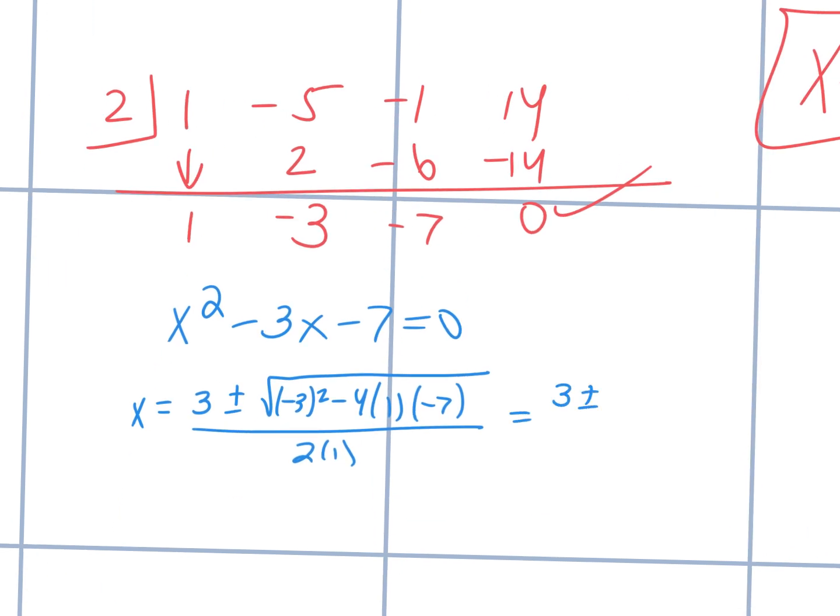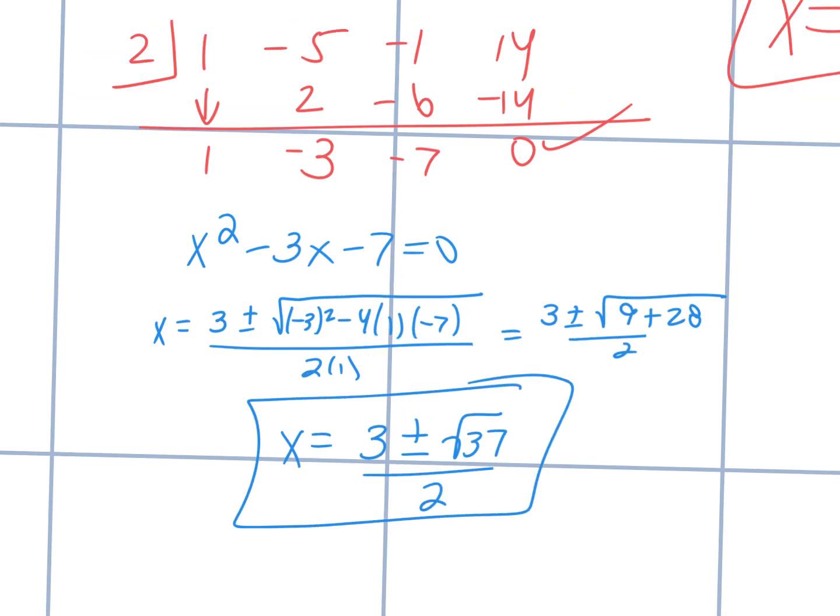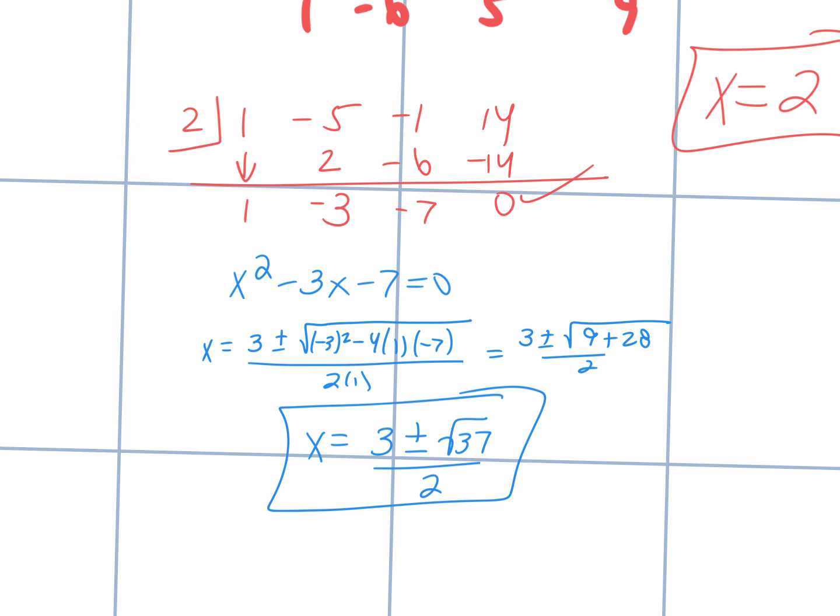So 3 plus or minus, what's -3 squared? 9 plus 28 over 2. So your other 2 intercepts are at 3 plus or minus the square root of 37 over 2. All right. Is that a real number? Yes. Is it beautiful? You know exactly where it is? No. So here's where you guys are going to struggle.